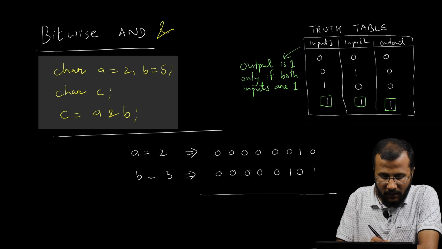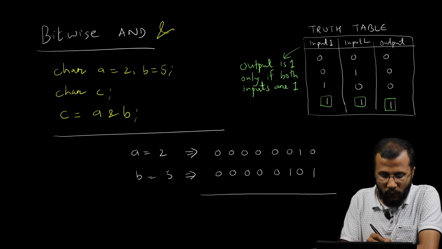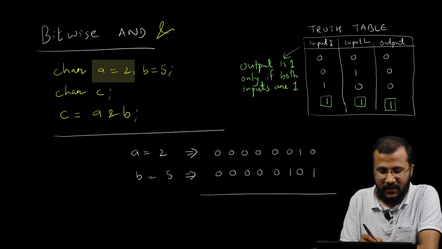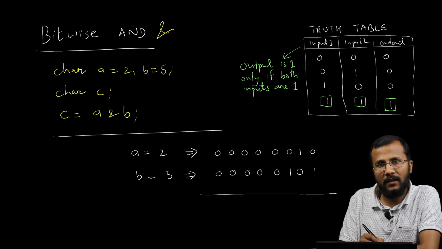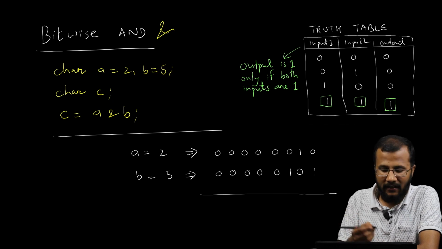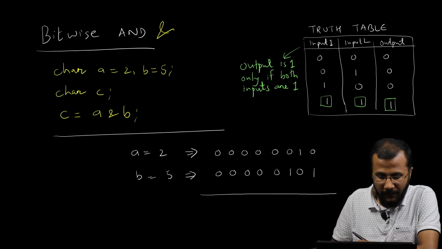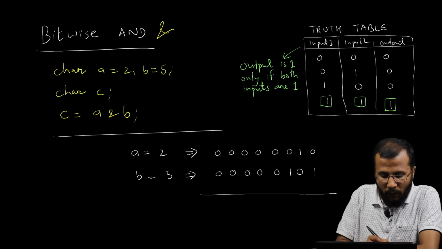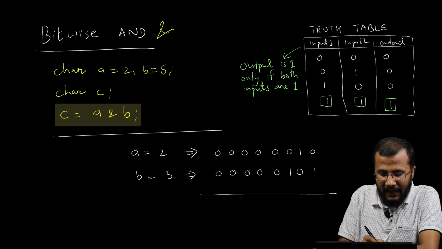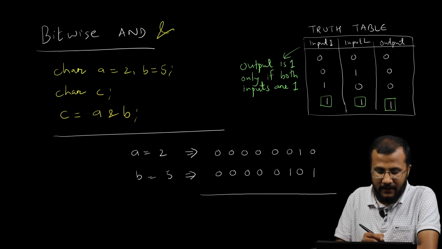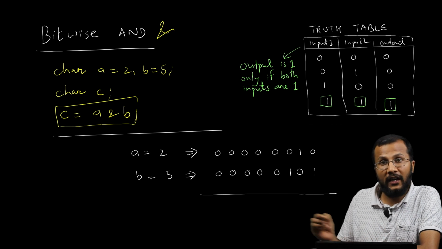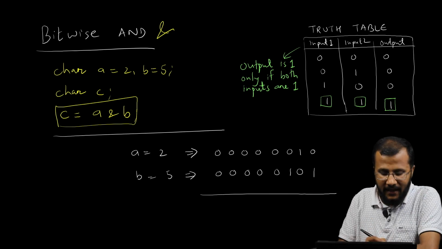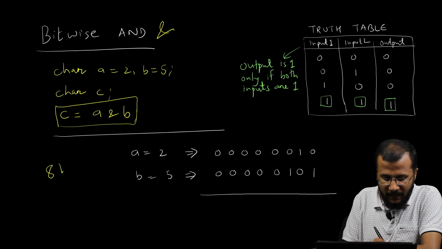Let's look at this particular code snippet wherein we have declared one character A, which is 2, and B, which is 5. We can always store an integer number in a character variable because a character is internally represented as an integer number. A is 2, B is 5, and I want C to be A and B. First of all, whenever this is executed, A would be converted into its binary form. Because A is a character, it will take 8 bits in memory.